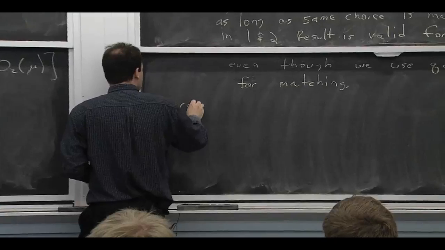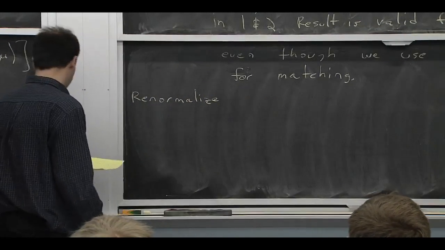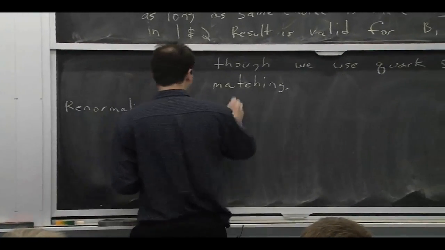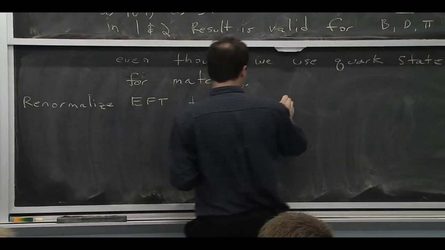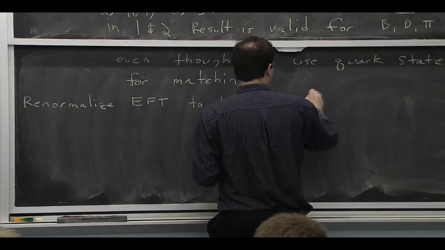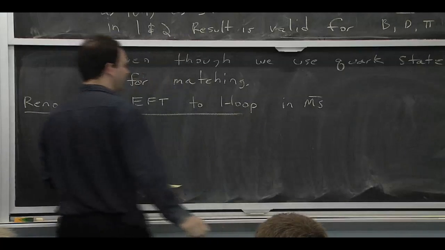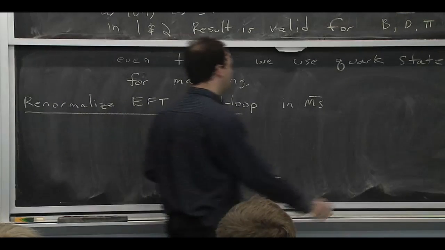So let's do an example of carrying out this matching for C1 and C2 in a little more detail. And before we carry out matching, we actually have to renormalize the two theories. Well, we've been talking as if the theory above is the standard model, so we'll imagine that we've already renormalized that. And so we only have to renormalize the effective theory in MS bar.